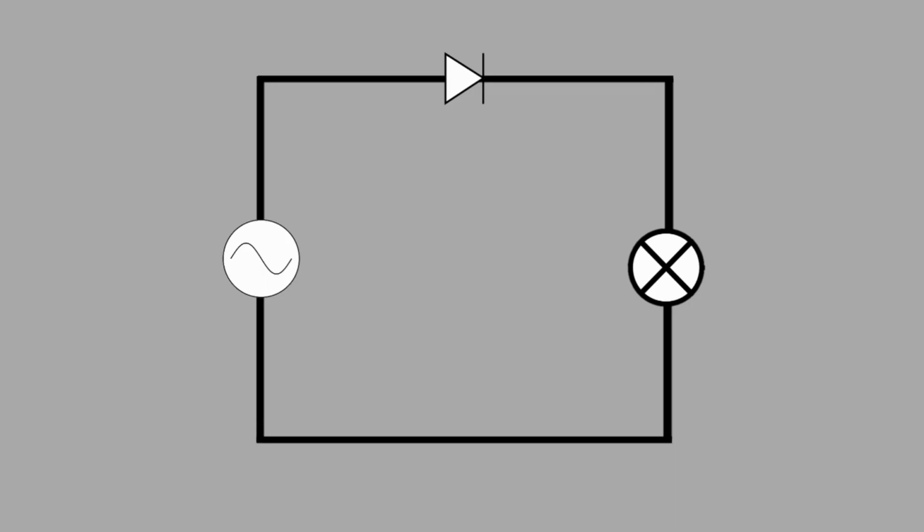However, if you put in a diode, the result will be the same with the first leads, but when we reverse the leads, the diode will block the current and the light bulb will not turn on. Why is this happening? Let's jump right into it.